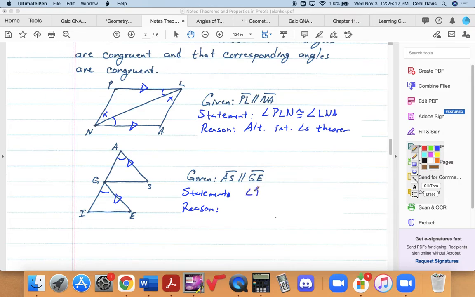Angle IGE is congruent to, she called it angle GAS, but do you have to name it with all three letters for A? No. Did I have to call this one IGE? Yes, because if you say angle G, no one's going to know which angle G you're talking about. And Sierra, did you get a reason for that? I said corresponding angles. Perfect. Corresponding angles postulate.